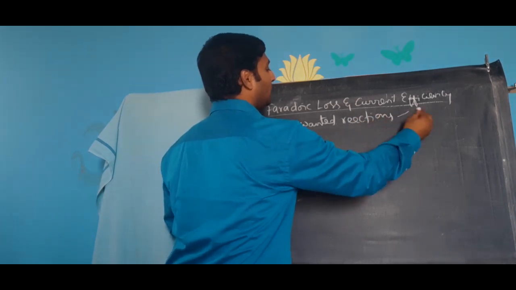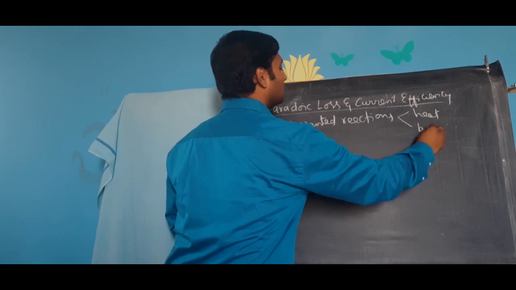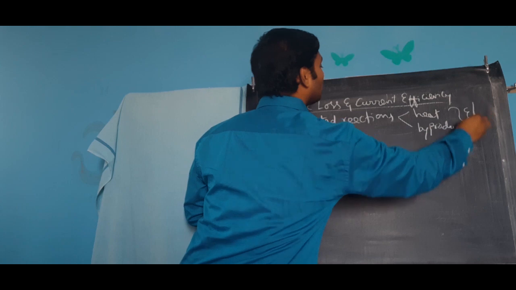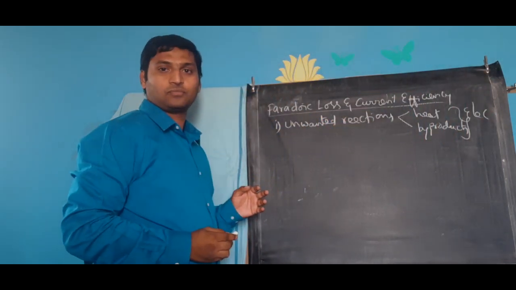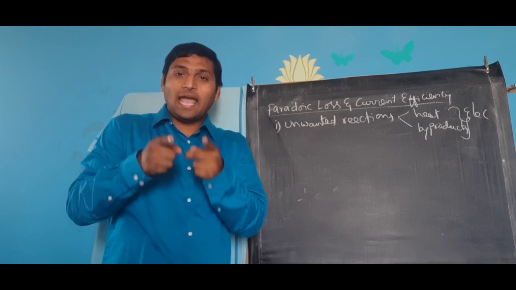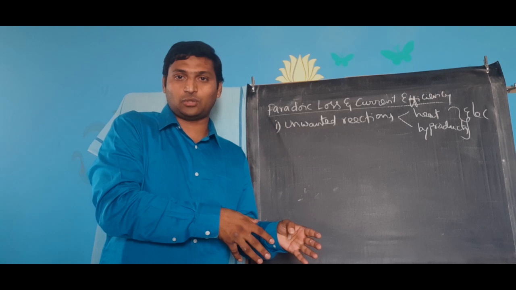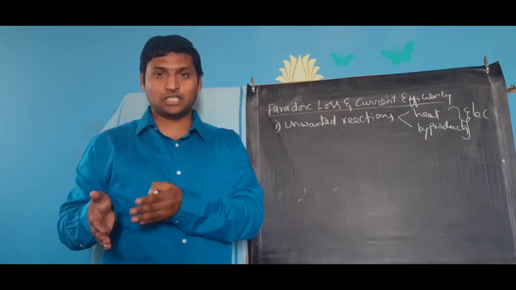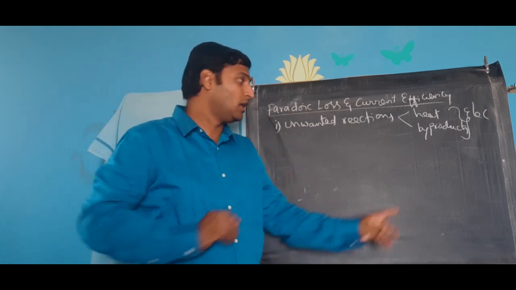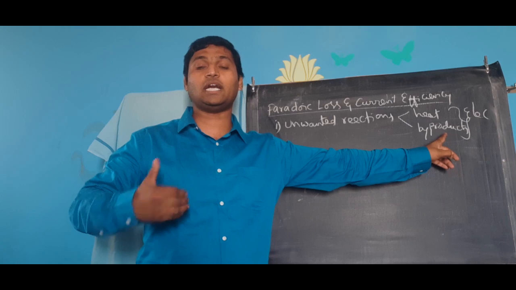Because of these unwanted reactions, heat may be produced, or some unwanted byproducts may be produced, and this will consume a part of electricity. Means the electricity which was supposed to help in conduct of our electrode reactions, reduction at cathode and oxidation at anode, is being misconsumed for production of heat or production of unwanted products during this reaction.